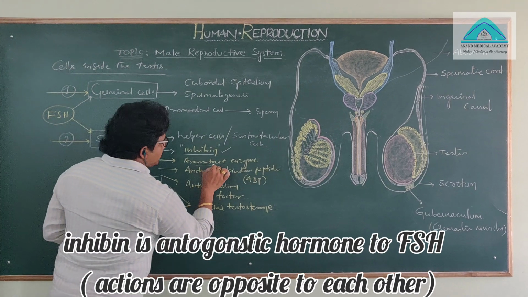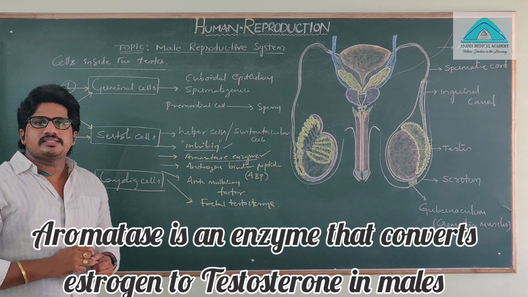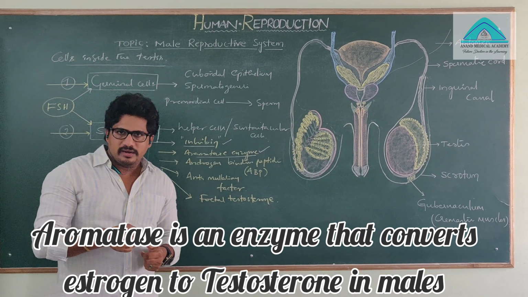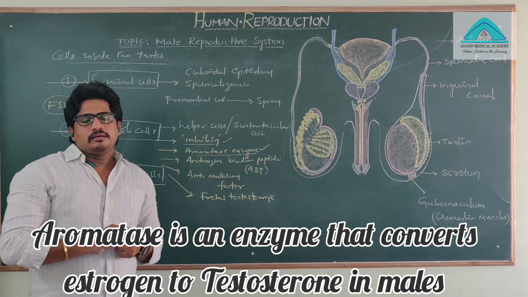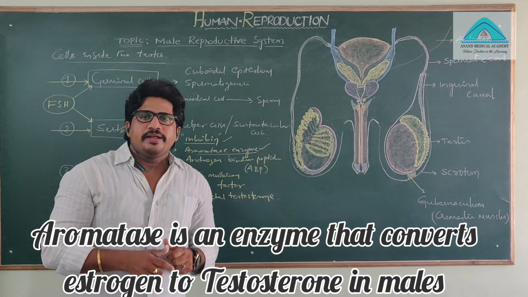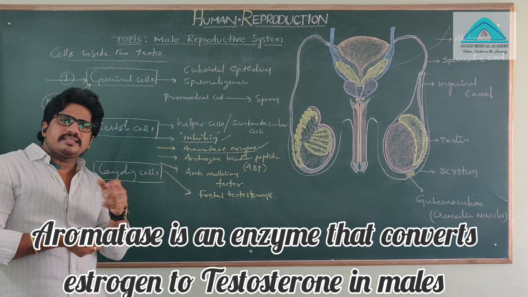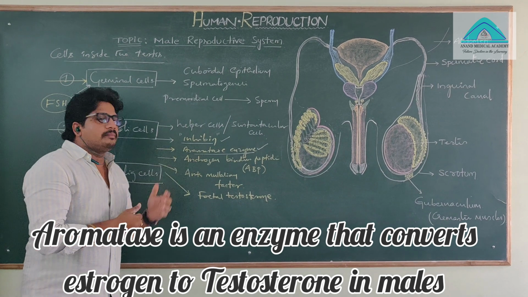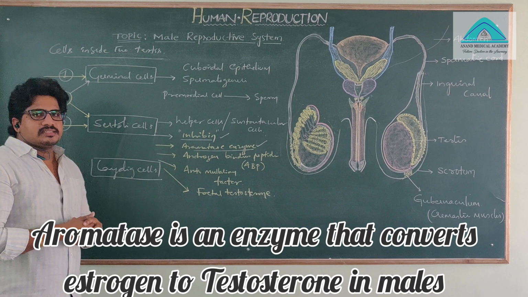Next, aromatase enzyme. Aromatase enzyme is also secreted by the Sertoli cells. Excess estrogen in the male individual is produced by the adrenal cortex. From the adrenal cortex, a little amount of estrogen comes into the male. The excess estrogen can be converted into testosterone by the aromatase enzyme, which is secreted by the Sertoli cells.